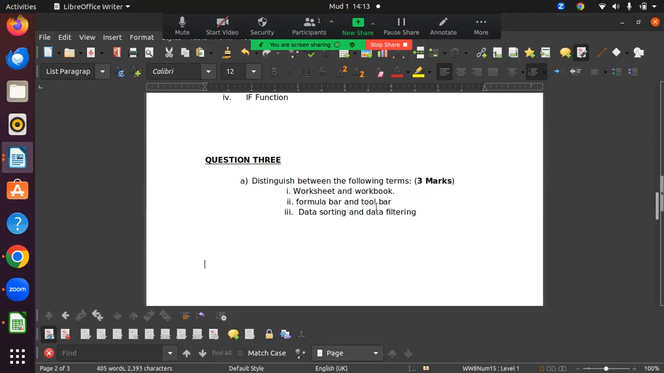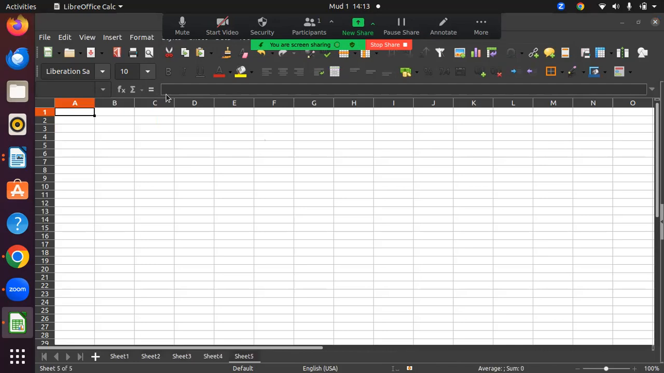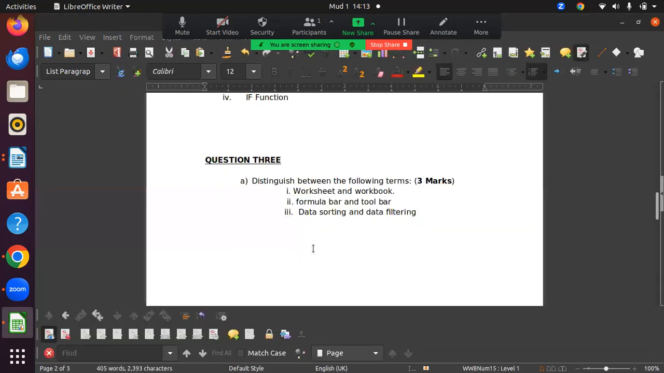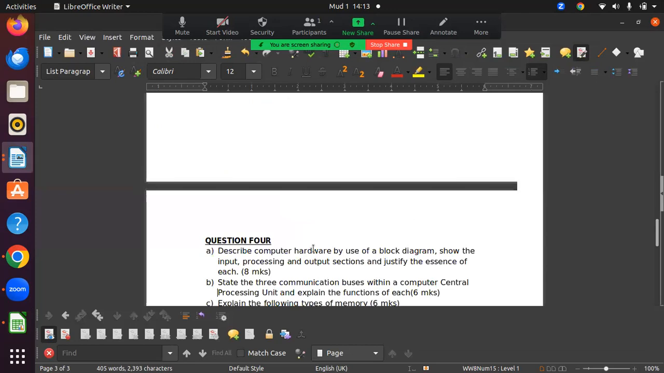Formula bar and toolbar. Yeah, this is your formula bar. Toolbar, I know you can identify it. Data sorting, what is to sort and what is to filter. That one I'll leave it to you guys.